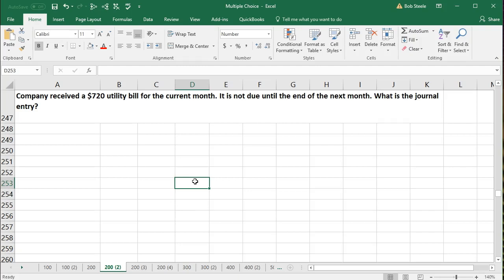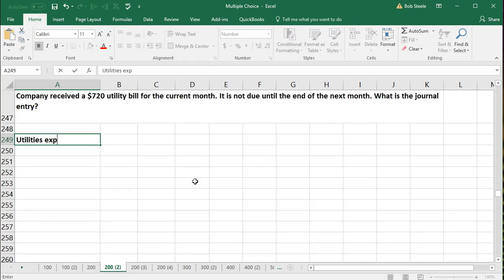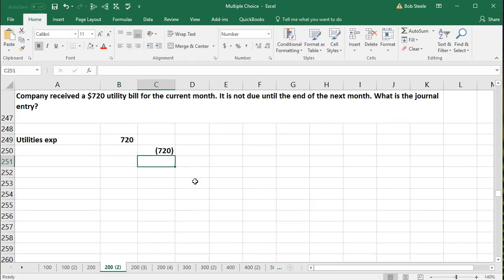Expenses always have debit balances. They typically only go up in the debit direction. So we're going to increase utilities expense with a debit. Utilities expense is going to go up 720 in the debit direction. We're going to need to credit something. That something is not cash. We have not yet paid cash. Typically, if we haven't paid cash, if we purchase something on account, the credit will go to accounts payable.